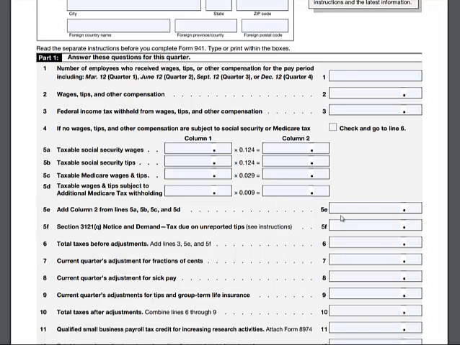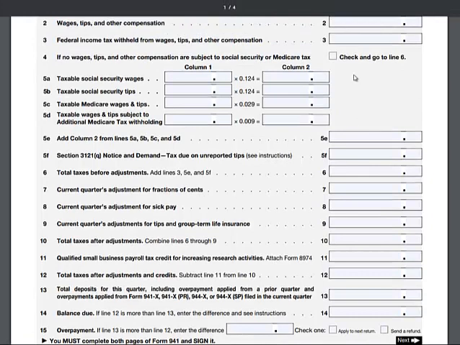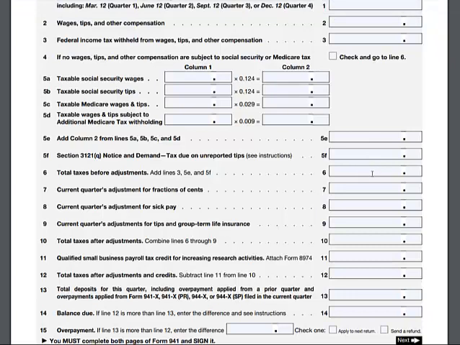On line 5E, this is where the total Social Security and Medicare owed is listed. It is the total from lines 5A through 5D. Line 5F will likely not apply to us. And then on line 6 is the total of the federal income tax from line 3 at the top, and then the Social Security and Medicare total from line 5E. So we're going to total all 3 of our taxes here on line 6.